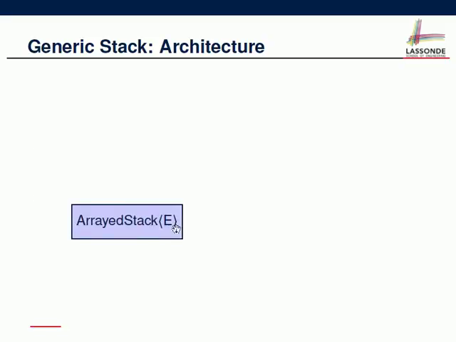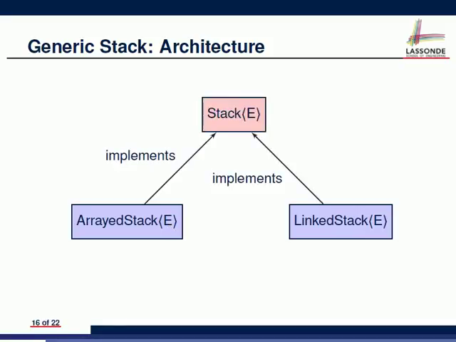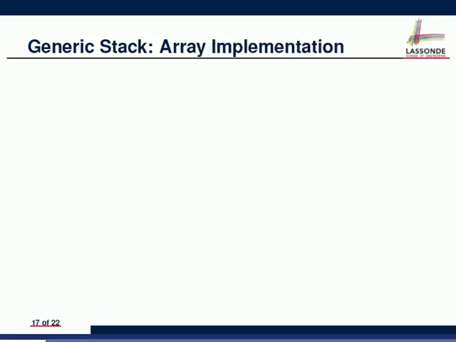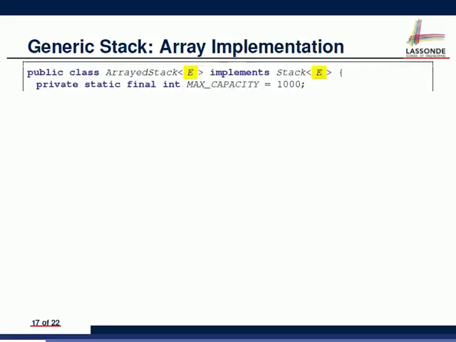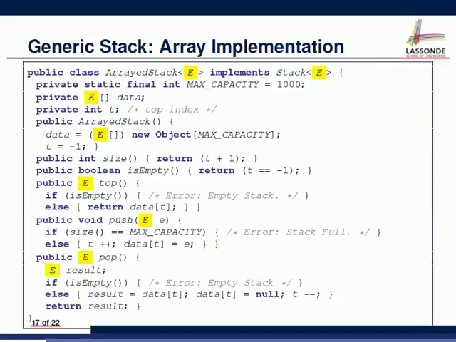Right? And now, this is the architecture. I want to have an array stack, which is also generic. I'm also going to have another link stack. So it can be a linked list or array implementation. Both of them implement a stack, pretty much like polar point and Cartesian point both implement the points. Pretty much like before.